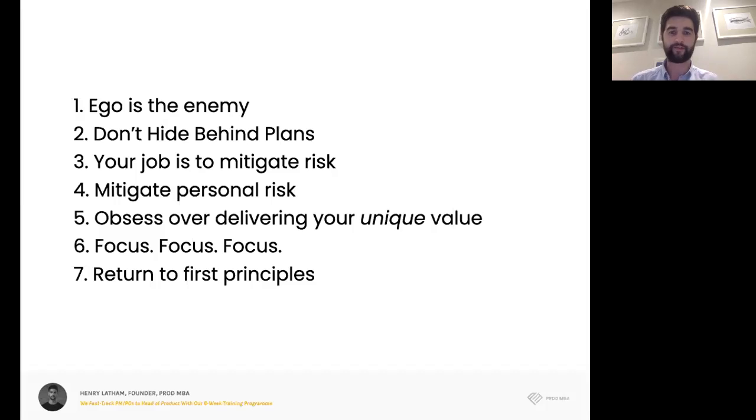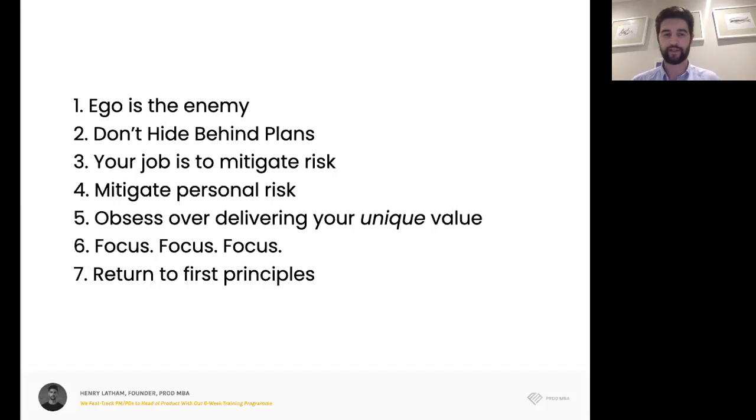Five, obsess over delivering your unique value. What are the one or two things that your customers really care about? Forget everything else. Six, focus your time on what the customer wants. Right? Most stuff doesn't matter. When you look back over what you did last month, there are one or two things you remember that you go, wow, that actually had an impact.